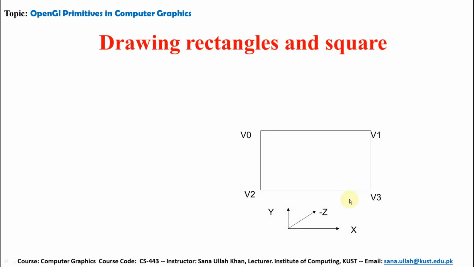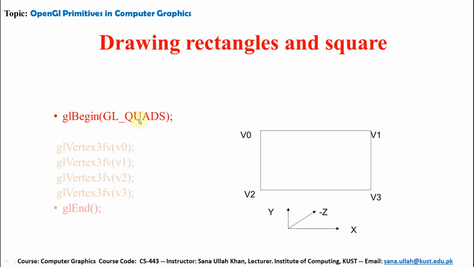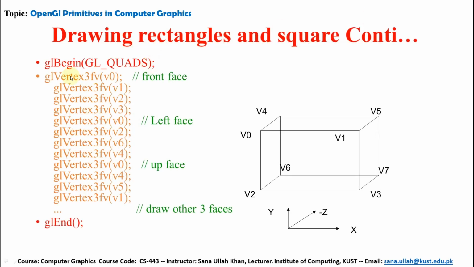Drawing a rectangle and square in OpenGL. So we start with glBegin, and the mode is GL_QUADS. These are the vertices 1, 2, 3, and 4, because a square uses 4 vertices. So quads, glVertex3, vertex 0, front face vertex 0, 1, 2, 3. This is the front face, vertex 0, 1, and this is the 2, and this is the 3.